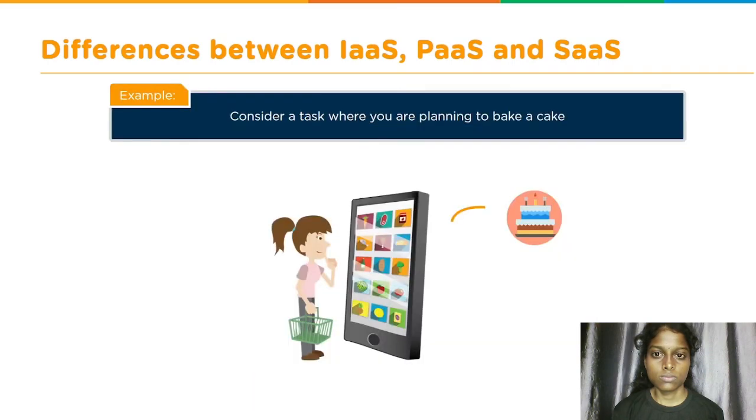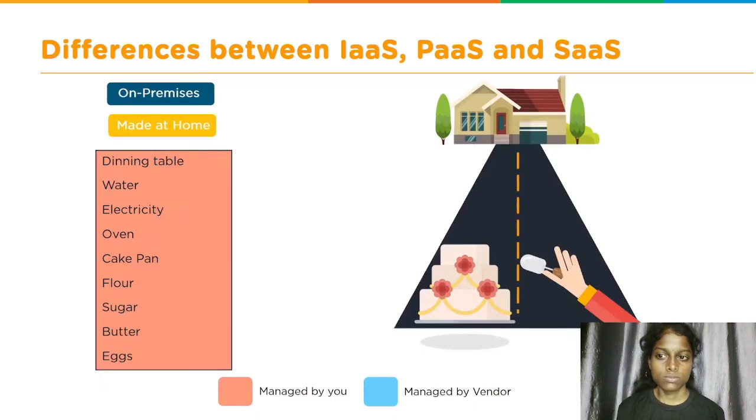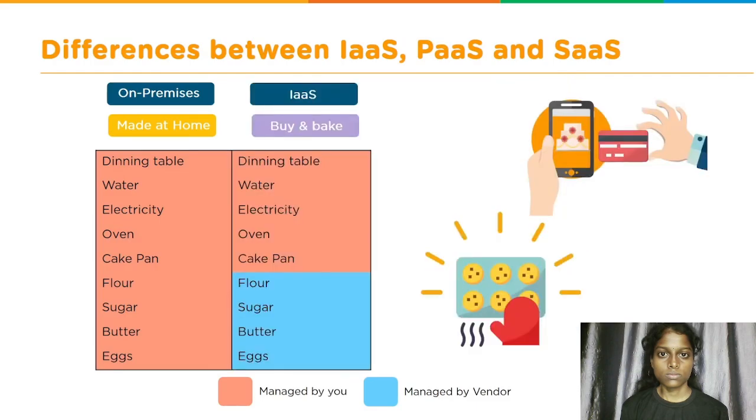Let me also explain the different types of cloud services through an example. Let's say that you have a craving for cake and you're planning to bake one yourself. Now let's look at the options you can have. You can make all the ingredients yourself, be it the flour or butter, put it together and bake the whole thing using your own oven, pan, water, and the rest. You get an idea, right? Everything is yours, and that's on-premises. All that you use is owned by you and nothing is managed by the vendor.